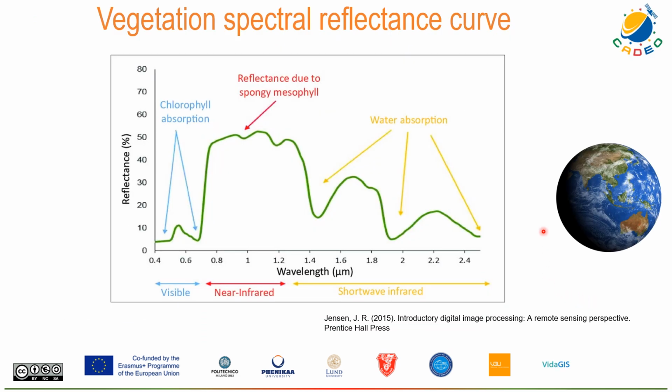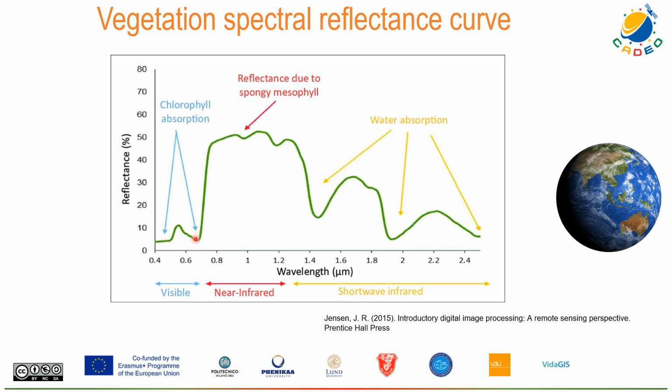Here we see this vegetation spectral reflectance curve, how vegetation looks like spectrally when we look at it from, for instance, a satellite sensor or an aerial photograph. We see a very typical vegetation pattern here in green. This is how normal vegetation would look like. If it's a healthy vegetation that is photosynthesizing, we see these chlorophyll absorption parts in the blue part of the electromagnetic spectrum and also the red.